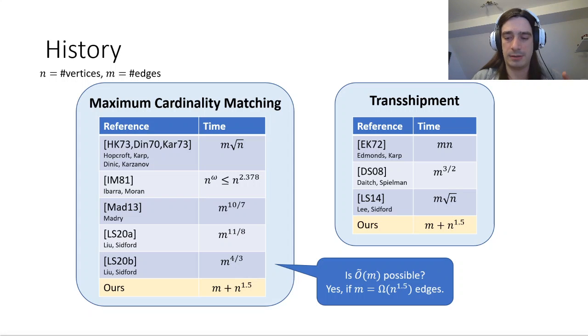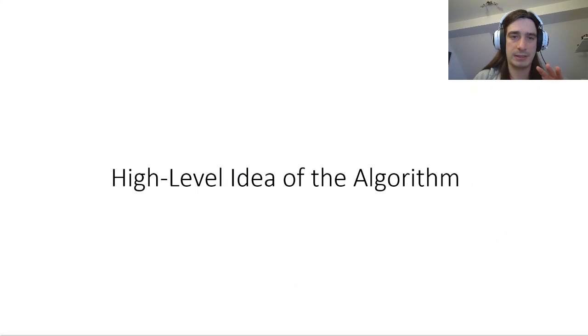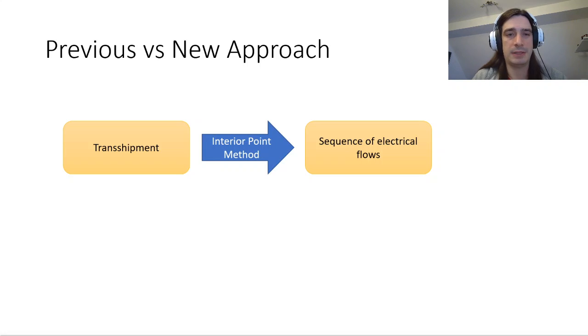All right, so how does this algorithm work? The high-level idea is that since transshipment has this nice LP formulation, we're going to use an interior point method, which is typically used for solving linear programs. For those here that do not have a background in optimization, you can think of an interior point method as some kind of reduction. In this case, we are reducing transshipment, bipartite matching, and so on to the task of just computing a bunch of electrical flows.